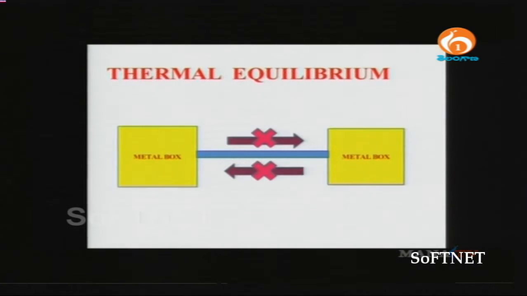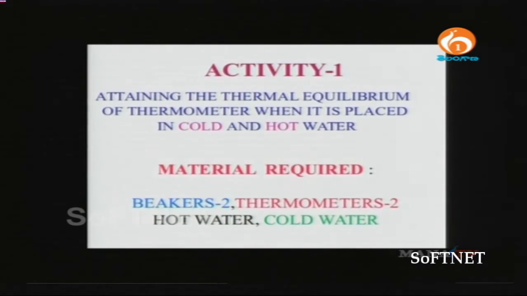After attaining thermal equilibrium, there is no transfer of heat from one body to the other body. It means bodies neither receive heat nor give out heat. It means that both bodies attain thermal equilibrium. Let us now understand thermal equilibrium by one activity.